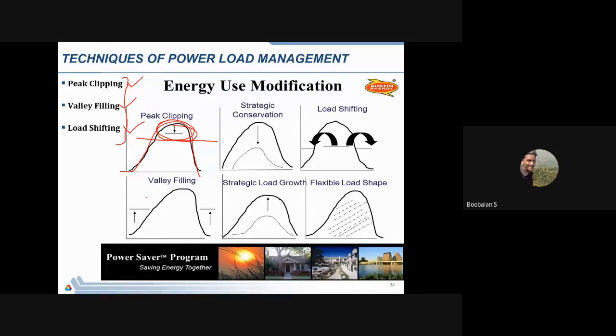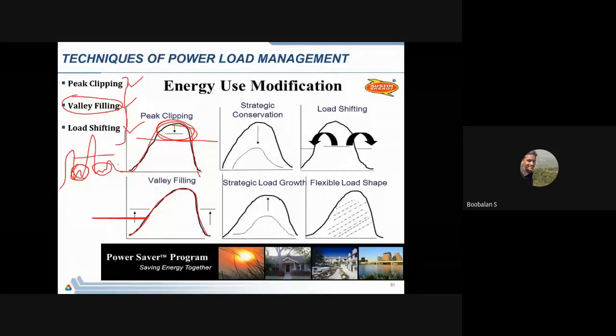We have one more technique, called valley filling. If a load curve looks like this, for example, I'm writing it over here, this is one peak and this is one more peak. So this is a load curve, and now we have a valley over here, like a hill station valley, in between the two peaks. We will just fill this area.